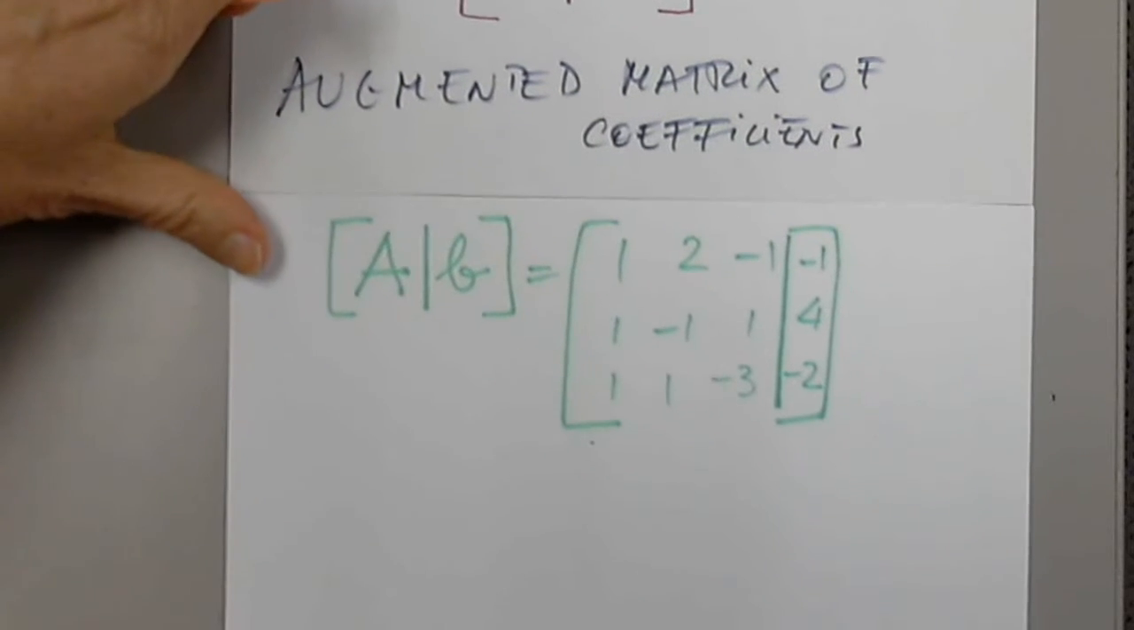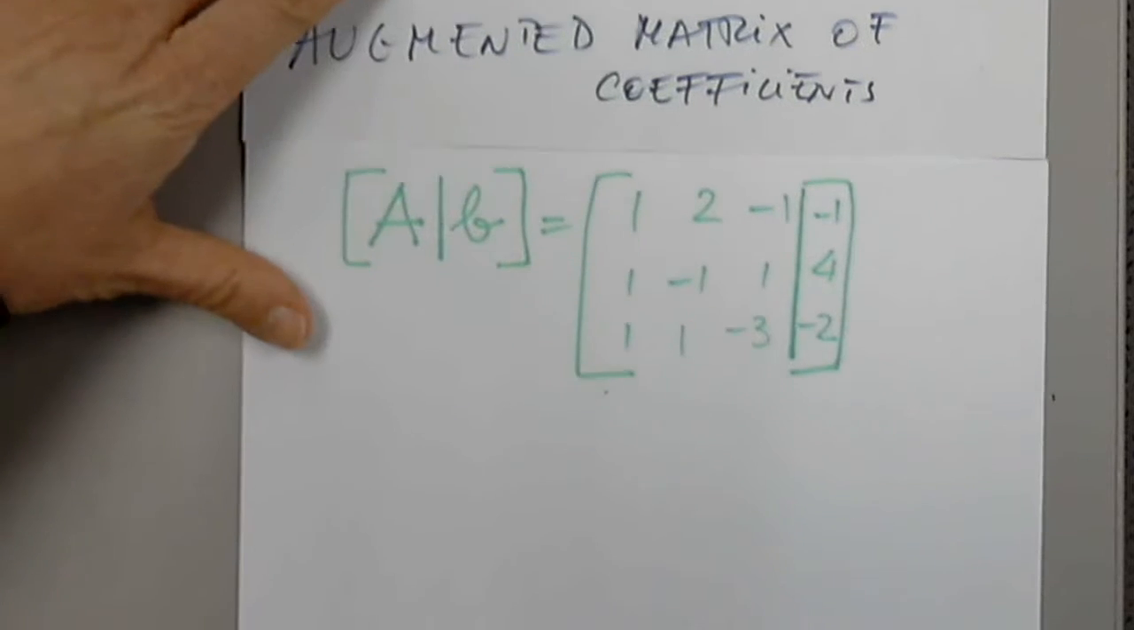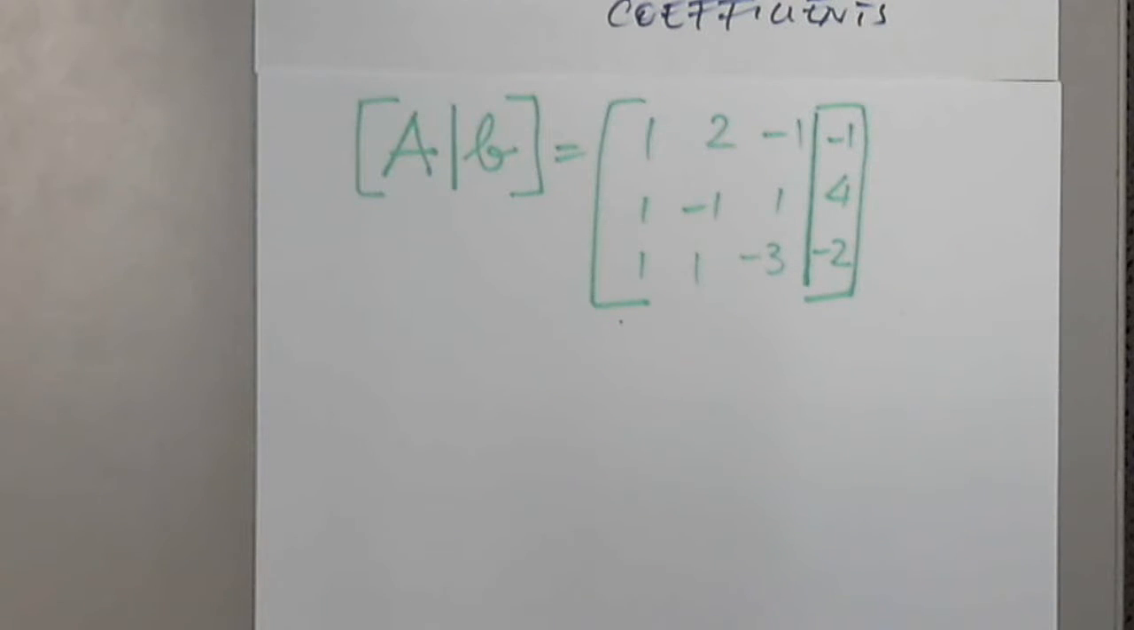Okay, so let's summarize what we did. Number 1, we were given a system 3 by 3. Number 2, we rearranged it because it needed it. Number 3, we determined the matrix of coefficients. Number 4, we determined the augmented matrix. Number 5 is the main process, the bulk of the method.